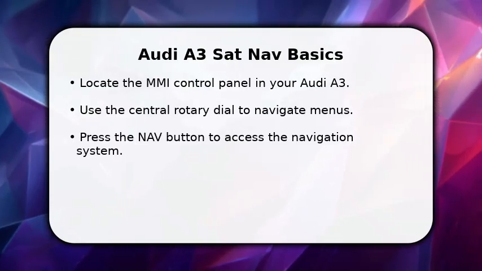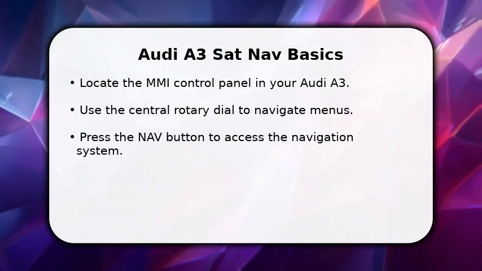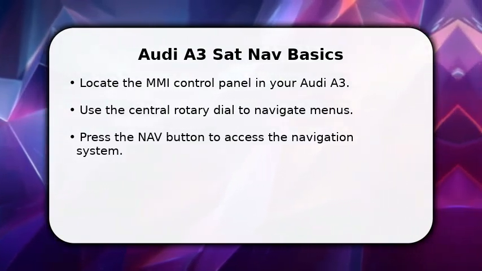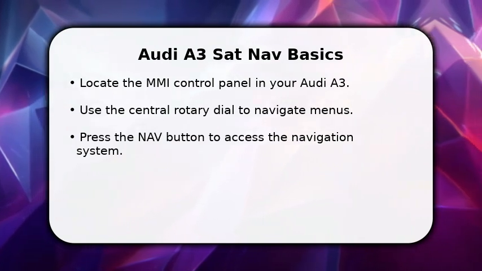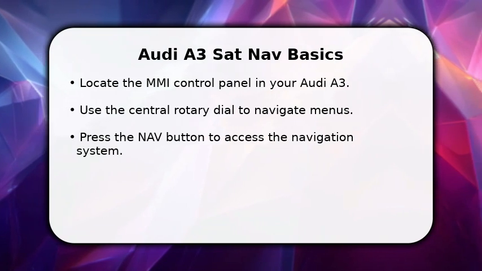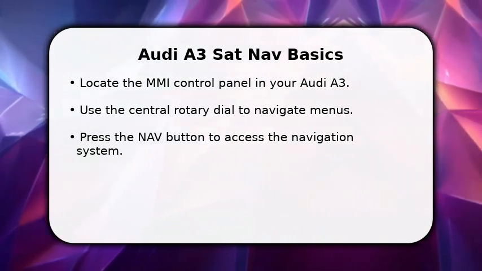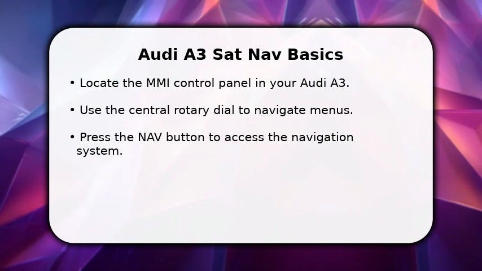In this video, I will explain how to use your Audi A3 sat-nav. First, locate the MMI control panel, typically found near the gear selector. This central hub is your primary interface for controlling various vehicle functions. Use the large rotary dial to scroll through options and press it to confirm your selections.